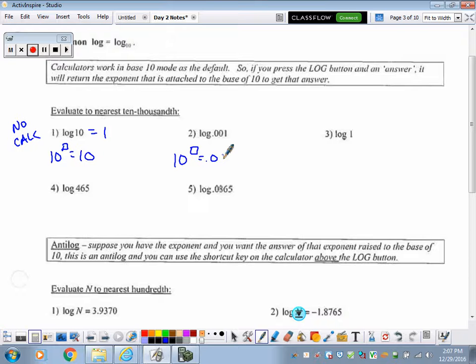10 to the what power is going to give you 0.001, so we're moving a decimal point over to the left. You know it's going to be a negative number. How many places? 1, 2, 3, to the negative third power, and that will give us 0.001.